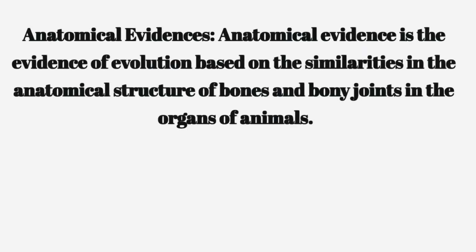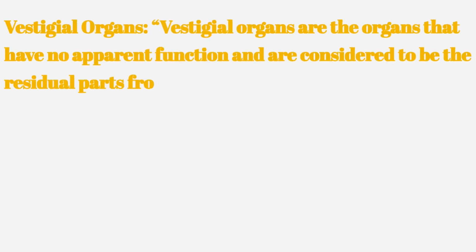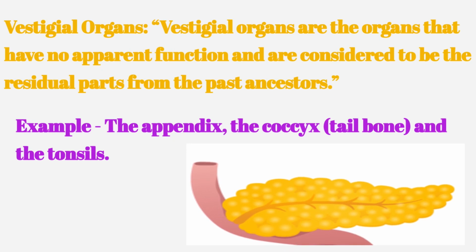Another is anatomical evidence. Anatomical evidence is the evidence of evolution based on the similarities in the anatomical structure of bones and bony joints in the organs of animals. For example, the human hand, patagium of bat and flipper of whale. Another is vestigial organs. Vestigial organs are the organs that have no apparent function and are considered to be the residual part from the past ancestors. For example, the coccyx, which is the tailbone, and the tonsils.